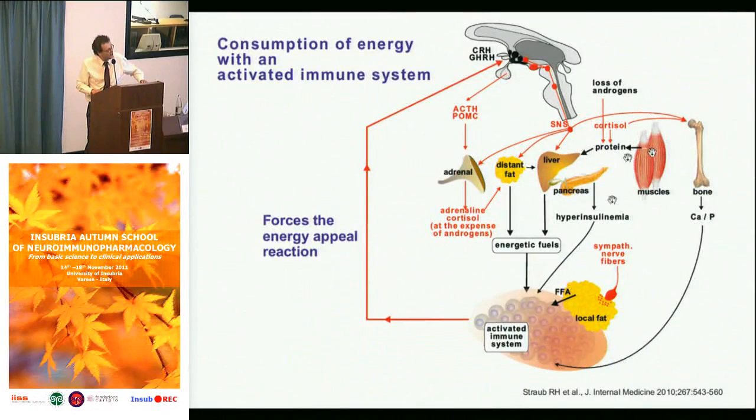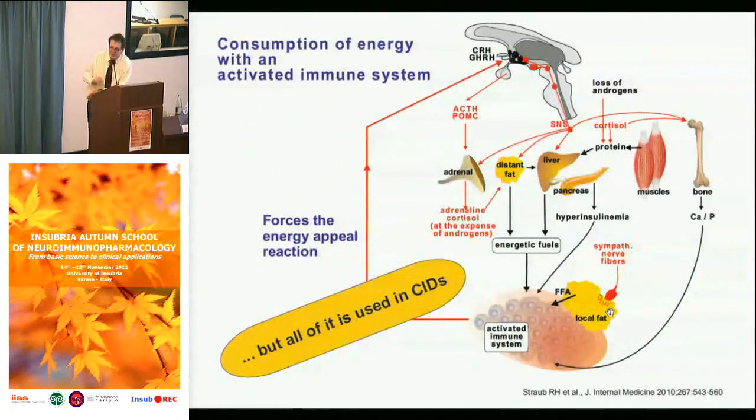Now we know that the cytokines break down the bone, but also cortisol breaks down the bone, and the loss of the androgens and the loss of the gonadal hormones break down the muscle and the bone. And we see the sympathetic nerve fibers get lost from the tissue, a phenomenon that we can explain now because it ends in the surrounding fat tissue.